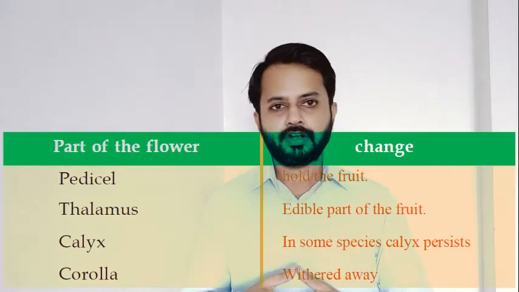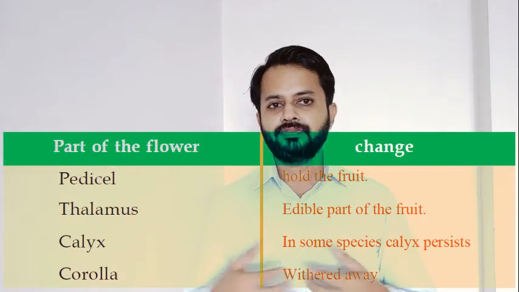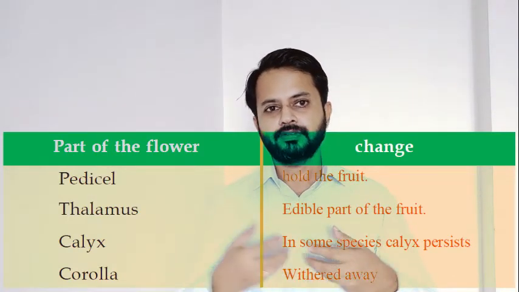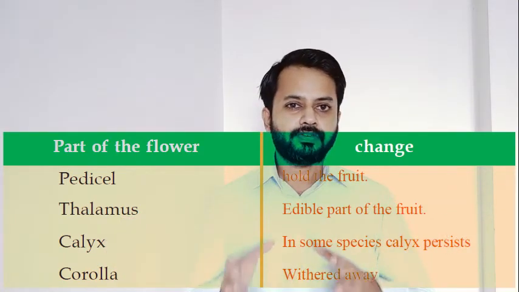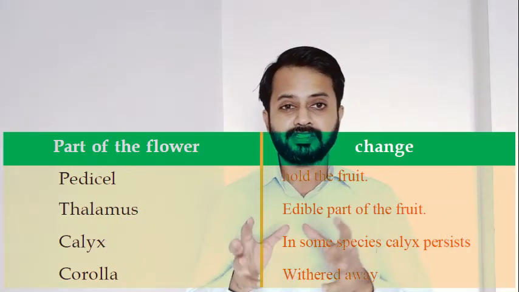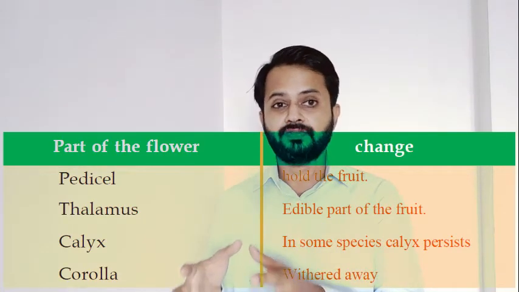Next is corolla. The corolla, or the petals, will wither away. That will go with the wind after drying. So these are the parts of the flower that change into fruit and stay. Some of the parts stay with the fruit, some go away, withered away.